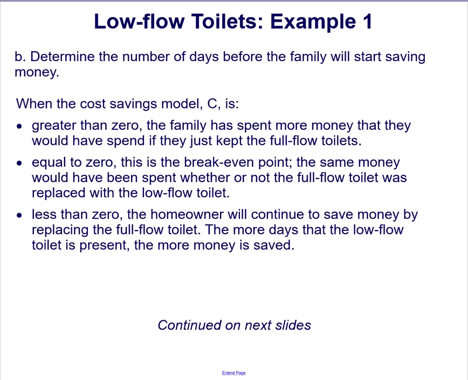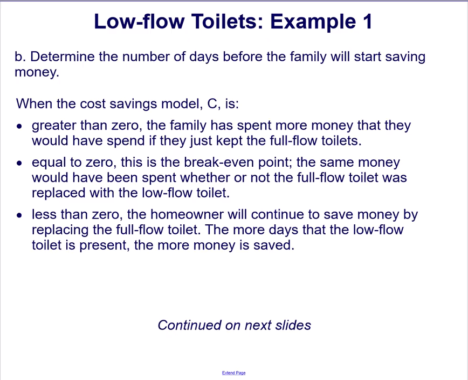The second observation is that if the model is 0, this is what we call the break-even point. The same money would have been spent whether or not the full flow toilet was replaced with the low flow toilet. And the third observation is that if the cost savings model is less than 0, the homeowner will continue to save money by replacing the full flow toilet. The more days that the low flow toilet is present, the more money is saved. So in math world, when you're talking about spending money, spending money with a negative number is equivalent to savings. So keep that in mind. If you're talking about spending money and you get a negative number, that would be the same thing as saving money.